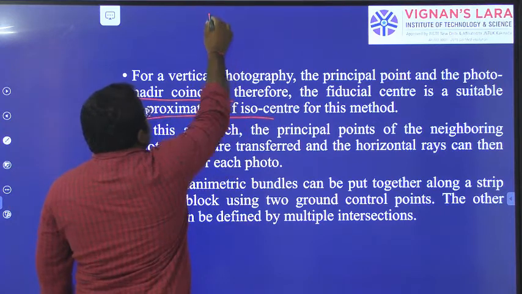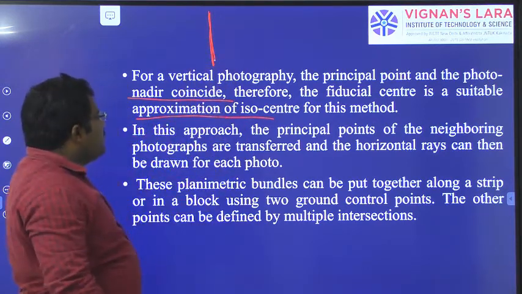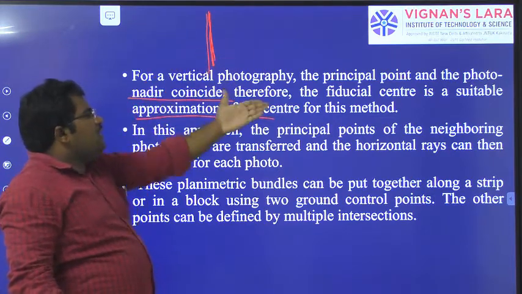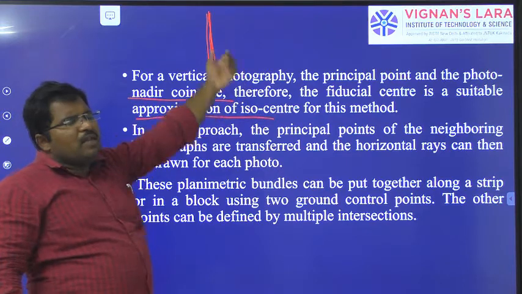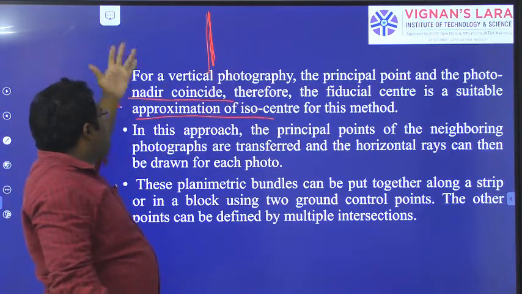So the nadir line and isometric line will all coincide, right? So this will be the fiducial center. That means the vertical line will be the suitable approximation for the isocenter. What is the isocenter? The fiducial center will be the isocenter for that vertical photograph.